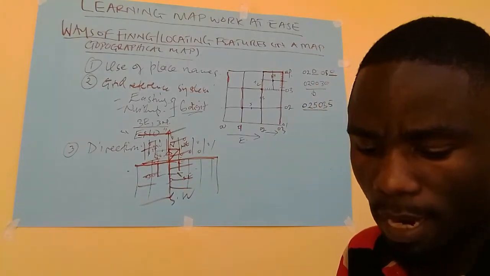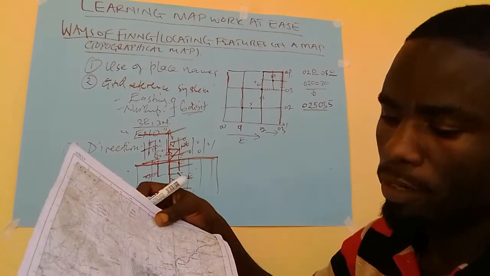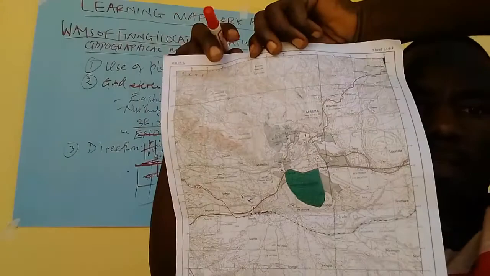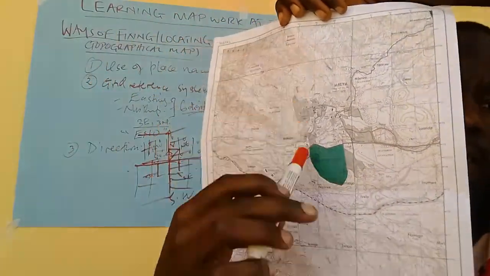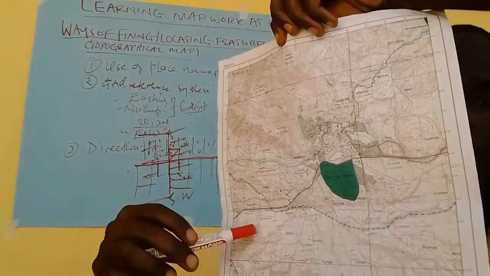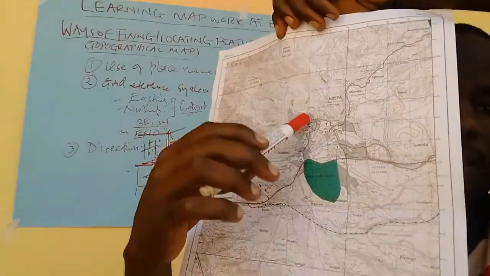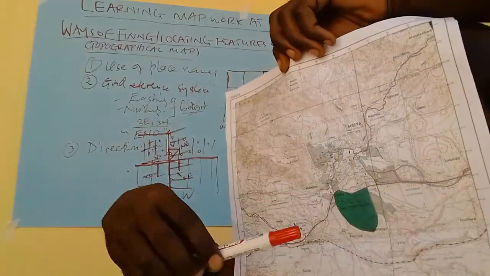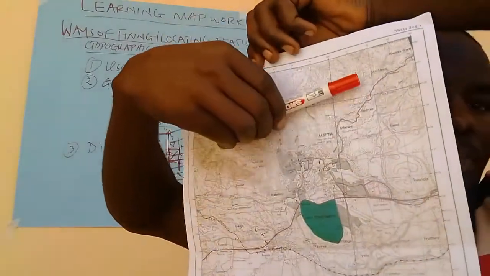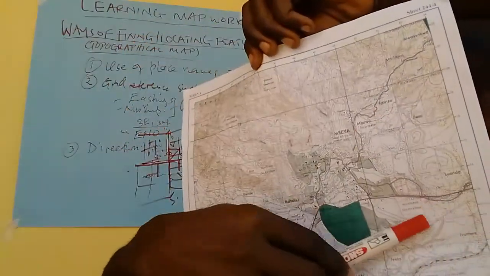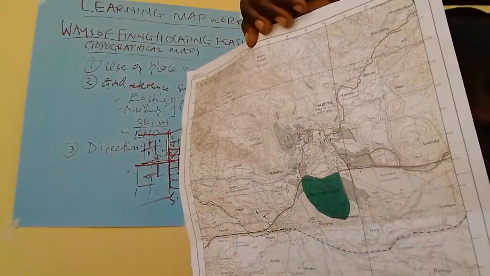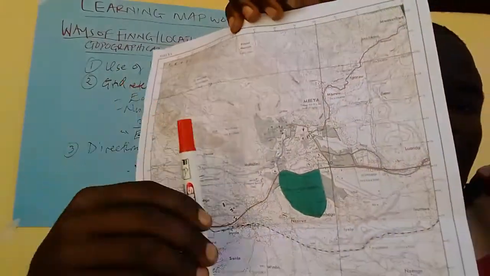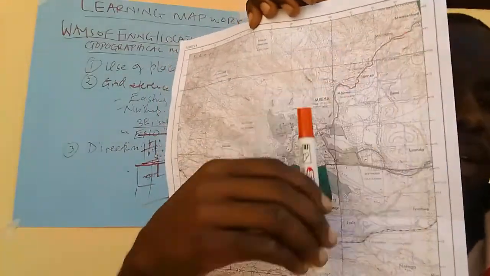So what I do as a student, this is my topographical map. I can do like this. I put a general compass, like this. So I know that from here up is the northern part of Mbeya. From the center here down is the southern part of Mbeya. Then 180 degrees this side is the eastern part of Mbeya, and this is the western part of Mbeya.